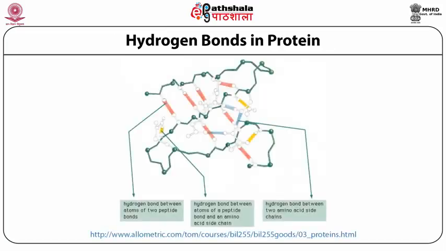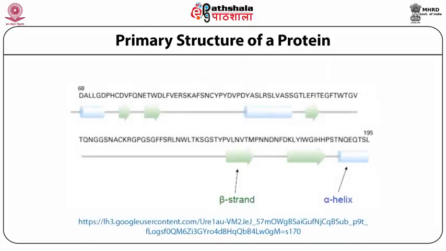Again, in the hydrogen bonds in proteins, there are three different things you can see: first, hydrogen bonds between atoms of two peptide bonds. Second, hydrogen bonds between atoms of a peptide bond and an amino acid side chain, whereas the third one is the hydrogen bond between two amino acid side chains. So between and inside chains, hydrogen bonding plays an important and crucial role, you can see it there. Now come to the primary structure of protein.